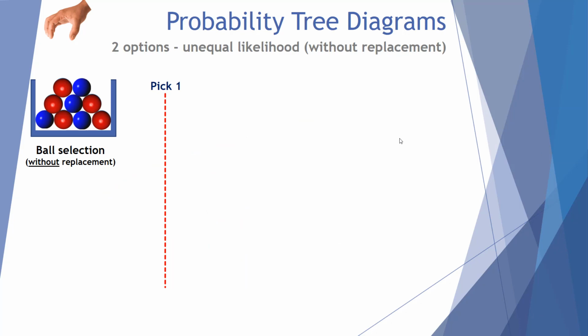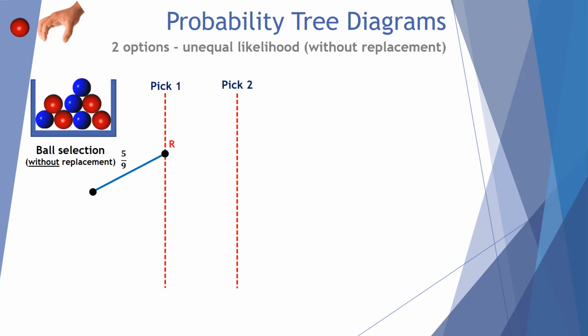Finally, let's repeat this process without replacement. So pick number 1. Again, we have 1, 2, 3, 4, 5 chances out of 9 of picking a red ball. And if we were to take that out and not replace it, let's pick again. What's the probability of picking another red? I've got 1, 2, 3, 4 out of 8 now. So I've gone from 5 out of 9 on the first pick to 4 out of 8 on the second pick. Alternatively, I could have had a second pick and selected a blue ball. Now I've got 1, 2, 3, 4 out of 8. So there's a 4 out of 8 chance of a blue as well on the second pick.